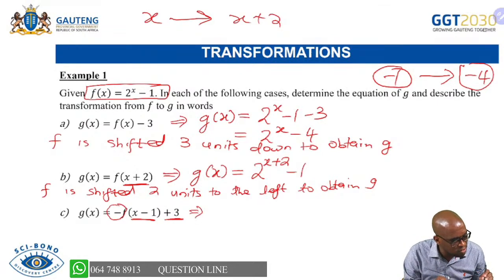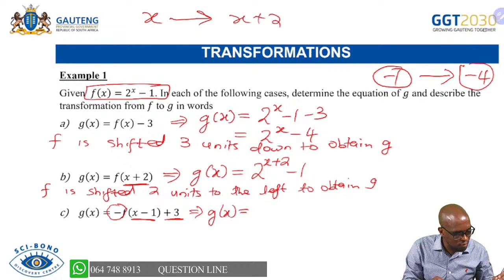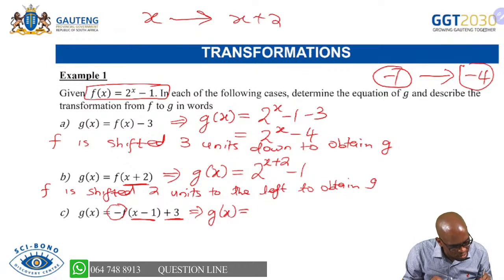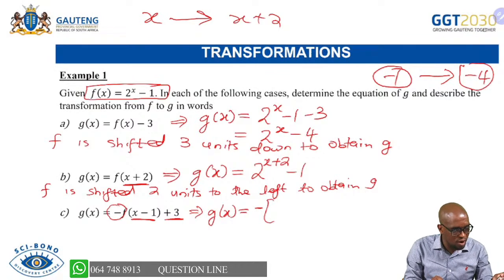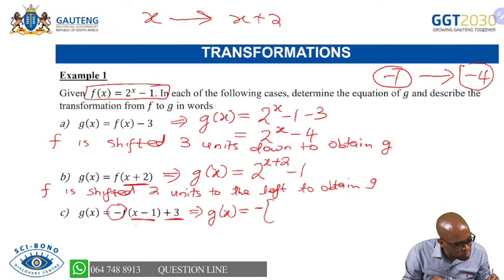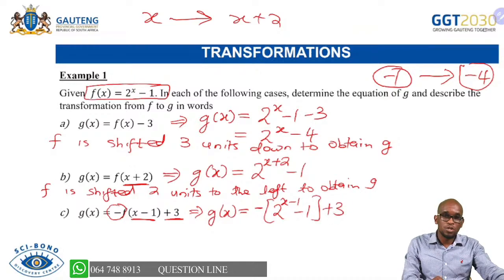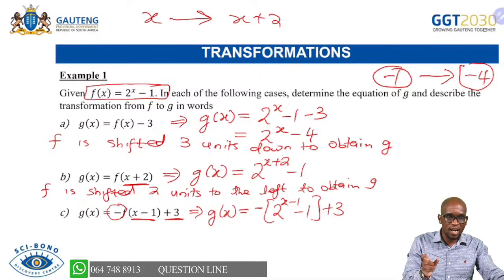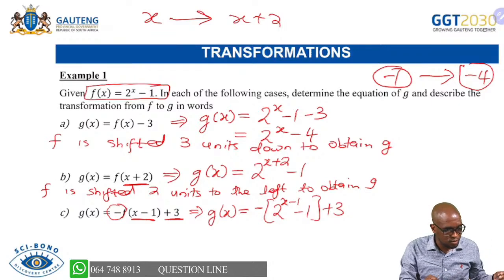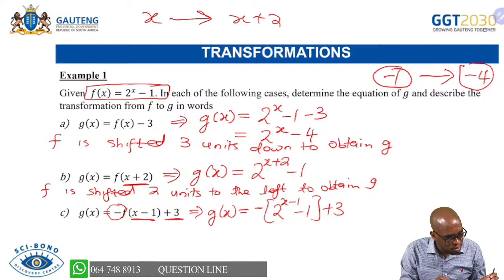Our equation in this case would be given by g of x is equal to, where we see f of x, we should have a negative first. So this is minus, obviously our f of x is 2 to the x minus 1. But where we see x, we should put x minus 1. So this is 2 to the x minus 1, minus 1, and then plus 3. So what I basically did was, where I see x, I put x minus 1, and I reflected this with respect to the x-axis. Now, I'll simplify this by opening the brackets.